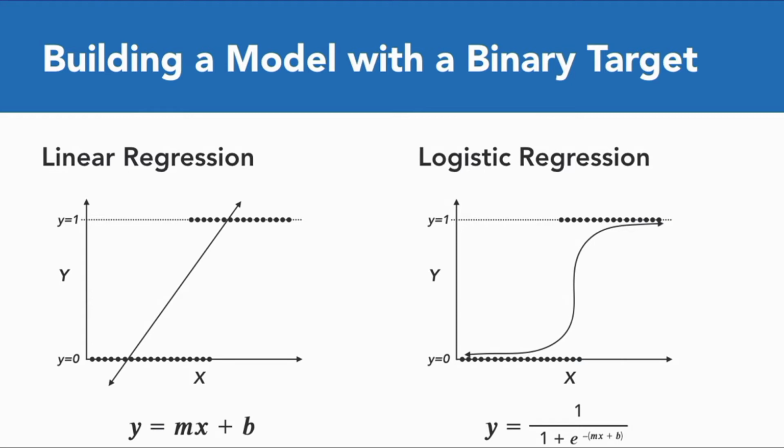Basically, it just takes the linear regression algorithm for a line, mx plus b, and it tucks it up as a negative exponent for e. So our full equation is 1 over 1 plus e to the negative mx plus b. That makes it a good fit for binary classification problems.